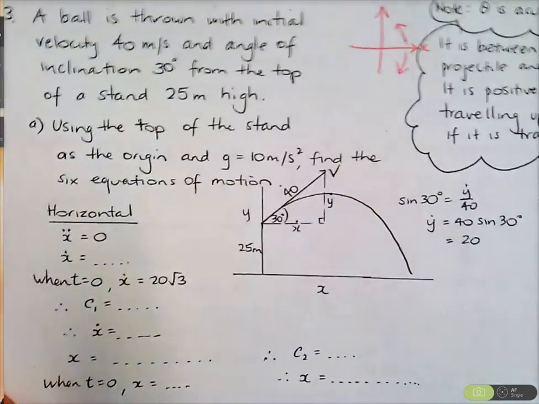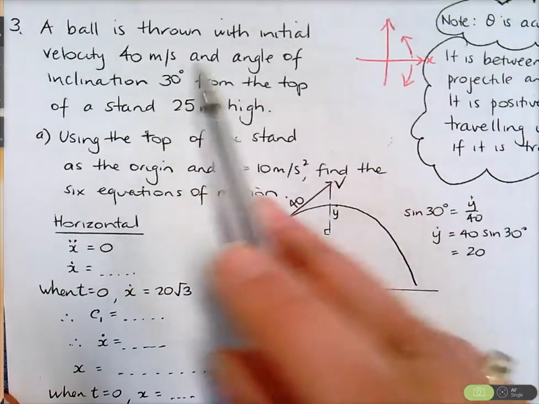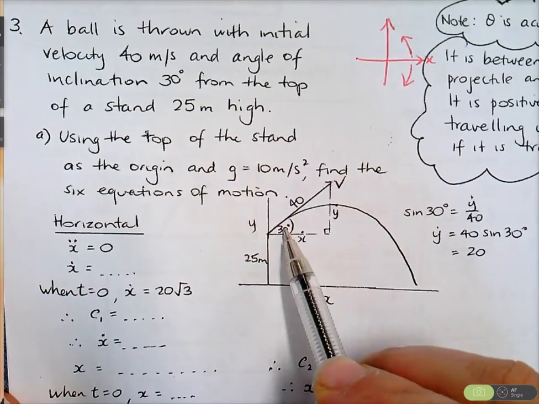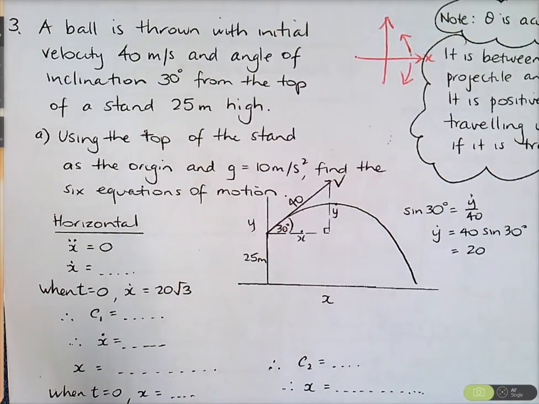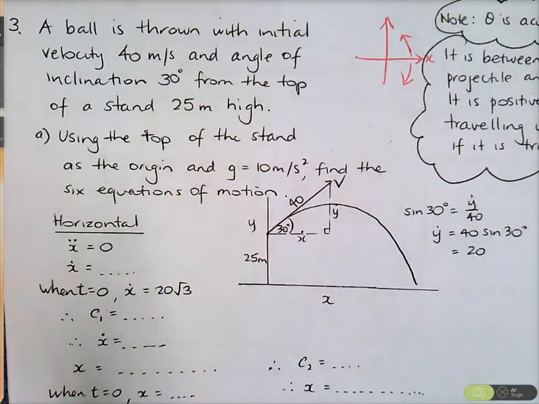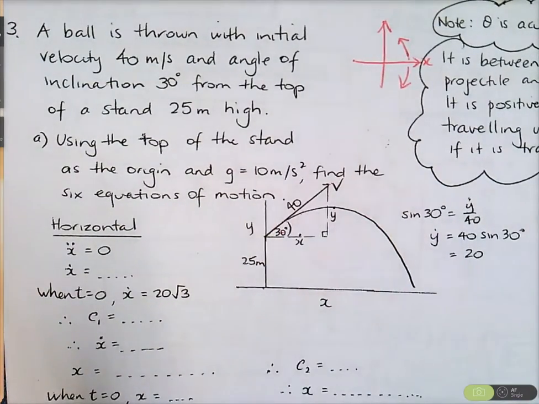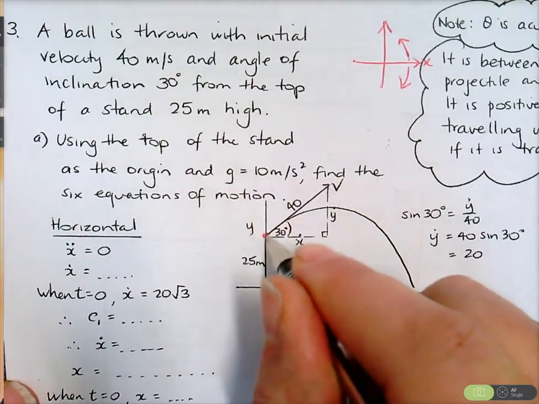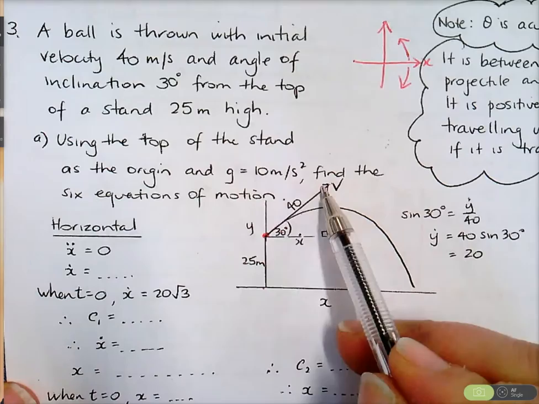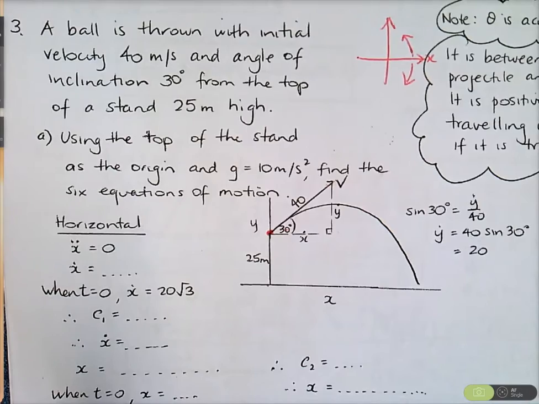Are we ready? It says, a ball is thrown with initial velocity 40, at an angle of inclination of 30 degrees, from the top of a stand which is 25 meters high. So girls, initial position is not 0, 0. Initial position is 0, what? 25. Good. That's position, that's x. But we always start with acceleration, remember, from last lesson. So this is where the particle starts from. Velocity of 40 meters per second, angle of inclination is 30 degrees. It's always inclined from the horizontal.